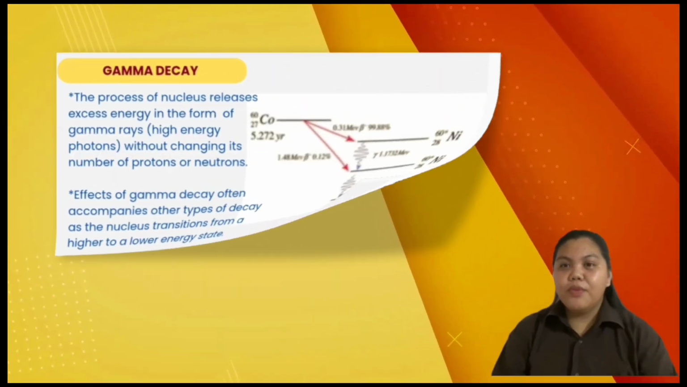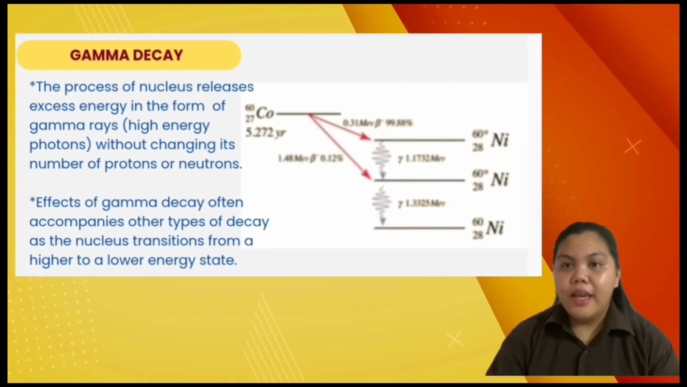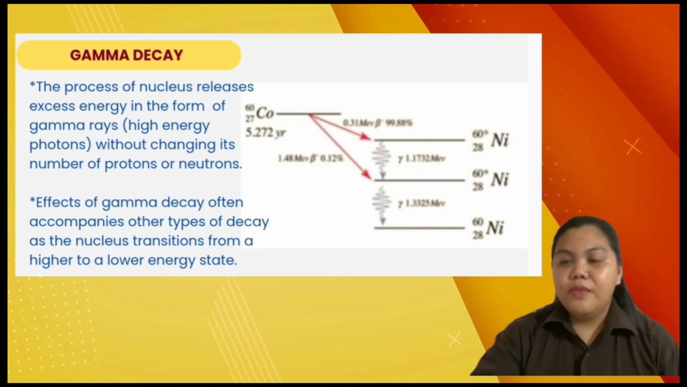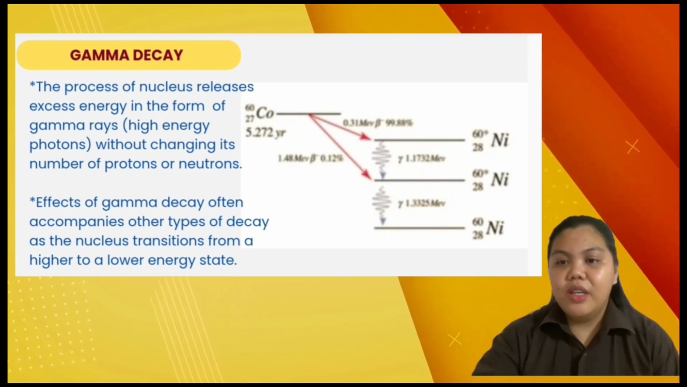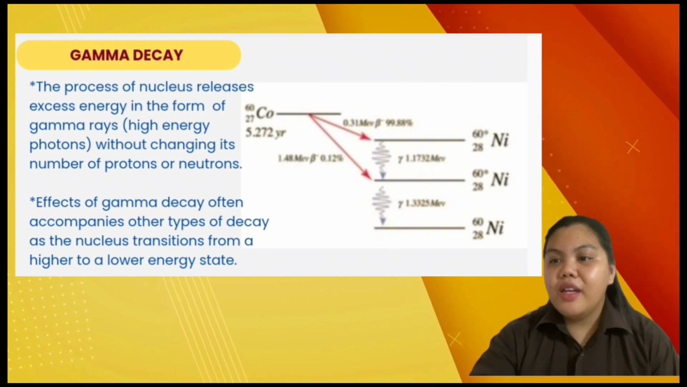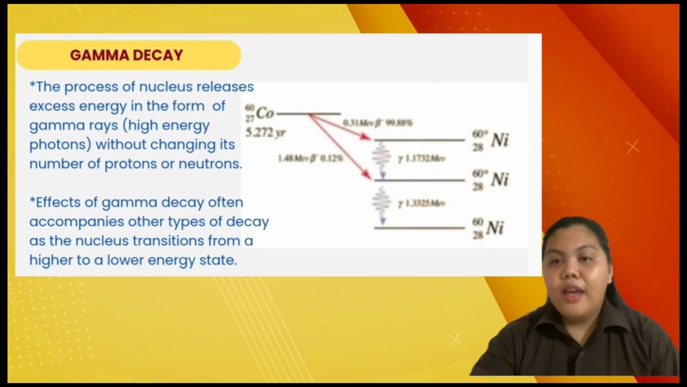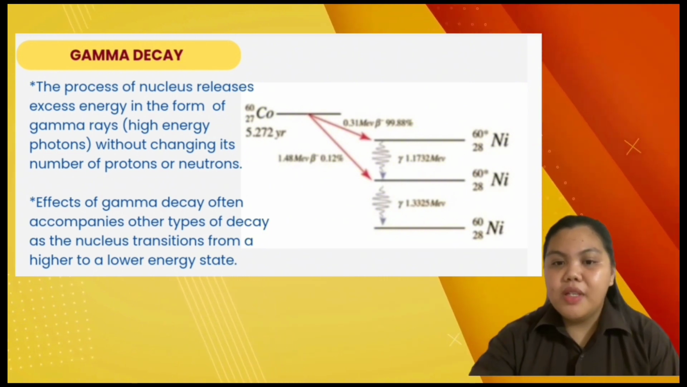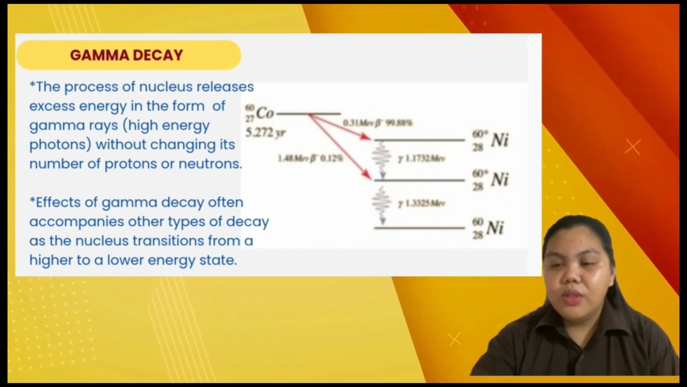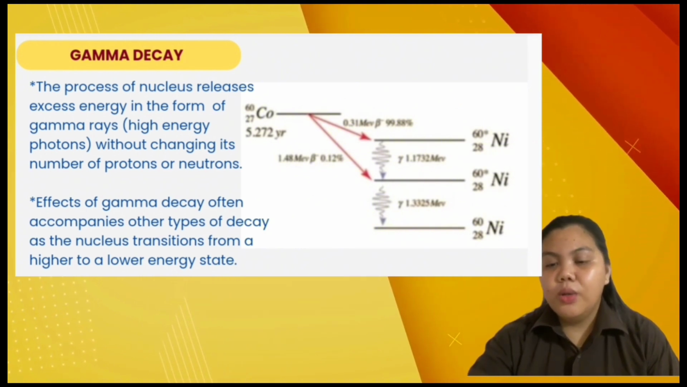The next type of radioactive decay is the gamma decay. Gamma decay is the process in which a nucleus releases excess energy in the form of gamma rays, or high energy photons, without changing its number of protons and neutrons. Gamma decay often accompanies other types of decay as the nucleus transitions from a higher to a lower energy state.